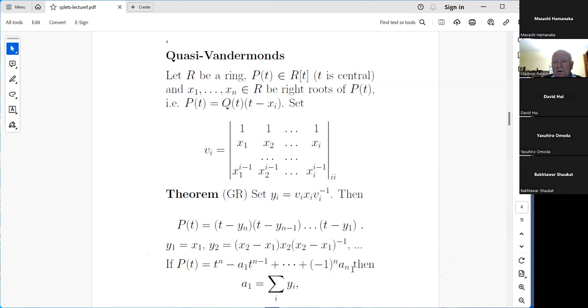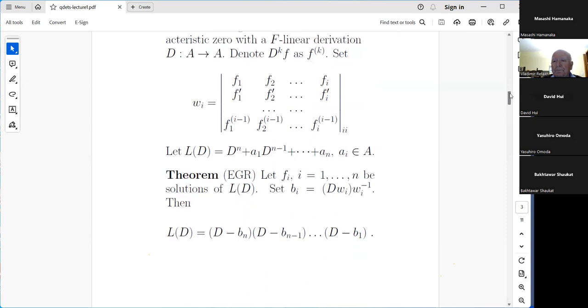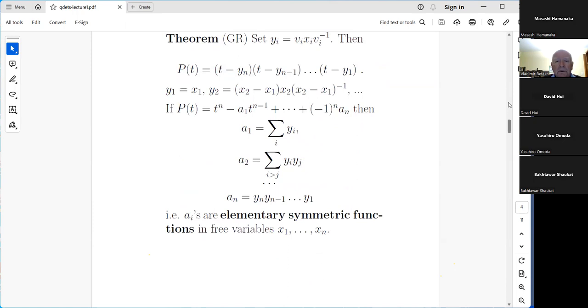Well, I wrote them with alternating signs. And then I have the following expressions for these coefficients. So A1 is just the sum of yi. A2 is the sum of products yi, yj, with i greater than j. Then A3 will be the sum of products of 3 y's, also with these inequalities, i greater than j greater than k. And finally, I will have a sub n equal to just this product.